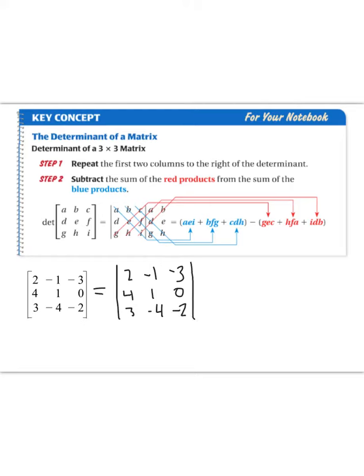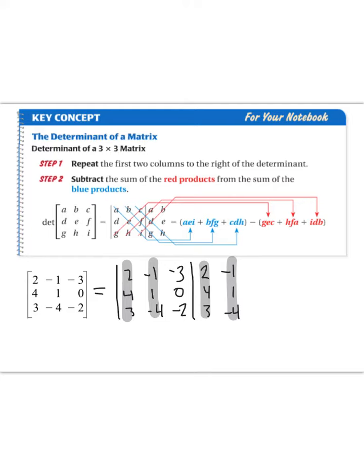And step 1 says to repeat the first 2 columns. So I'm going to write the first 2 columns again. Don't do anything to them, just write them off to the side next to them. So if you didn't quite see what I did there, I highlighted them in gray. So I copied my first 2 columns off to the right of the determinant.